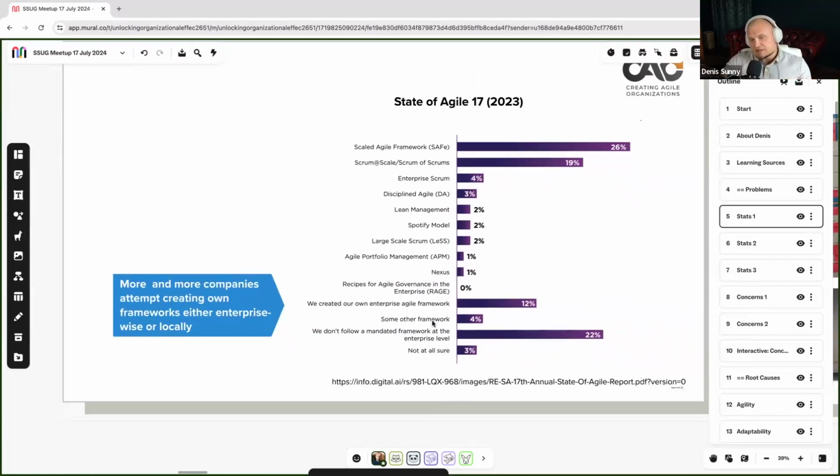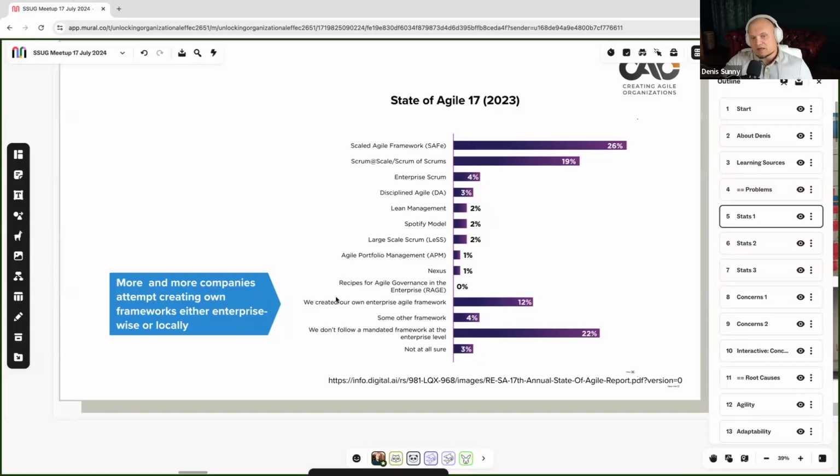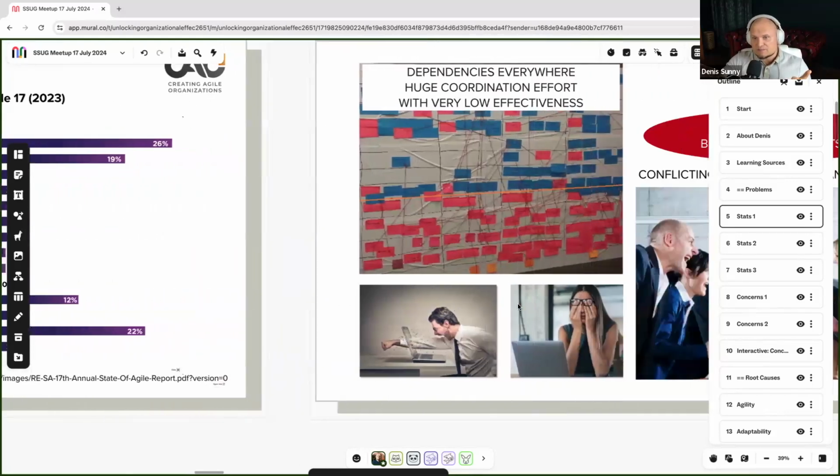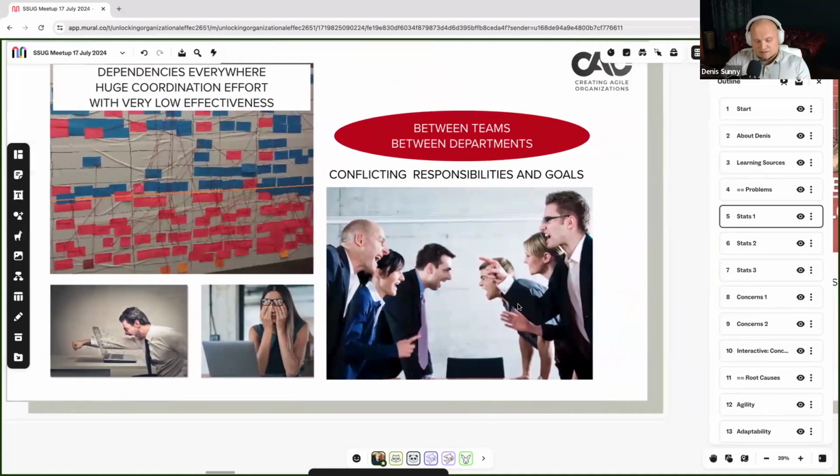Another interesting statistic from my perspective, from the State of Agile, and that was the previous year, they discovered that 12% of all respondents stated that they created their own enterprise agile framework, whatever it is. But that is quite interesting, yeah? And before, that was not the case. So the trend is in place. But why does this happen?